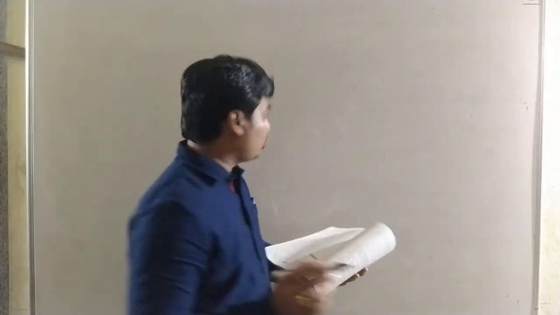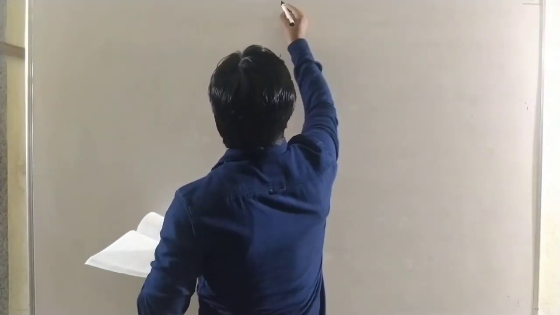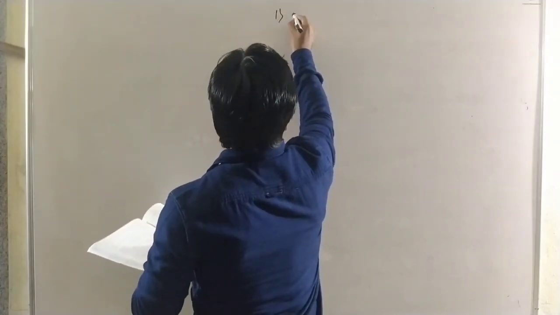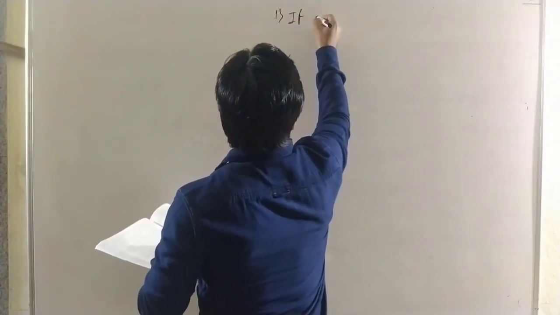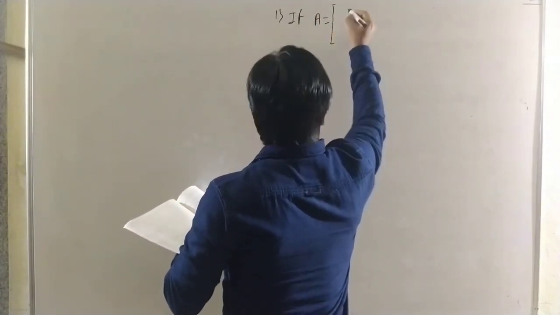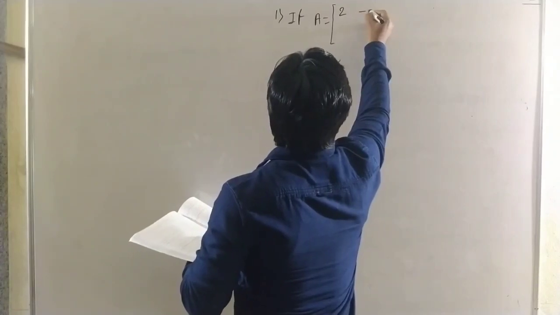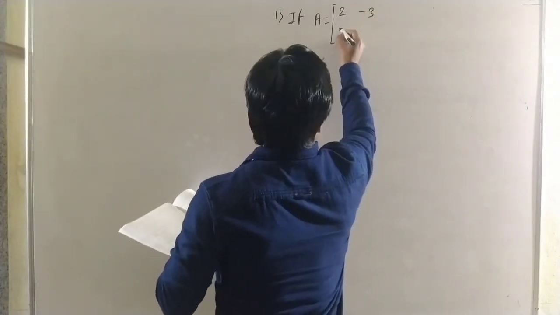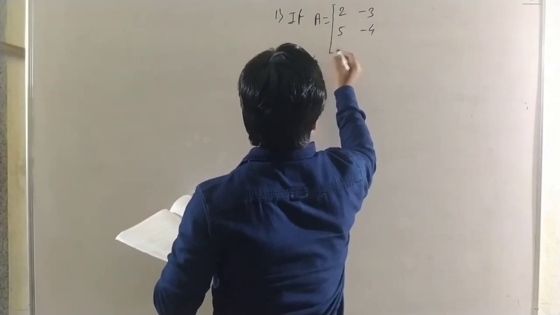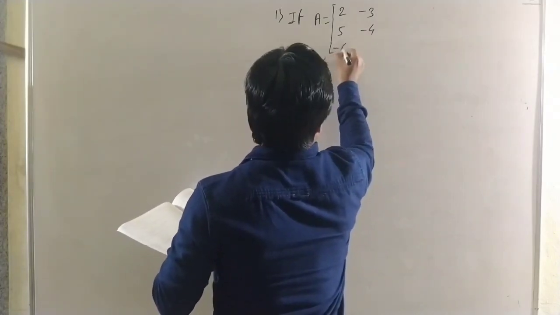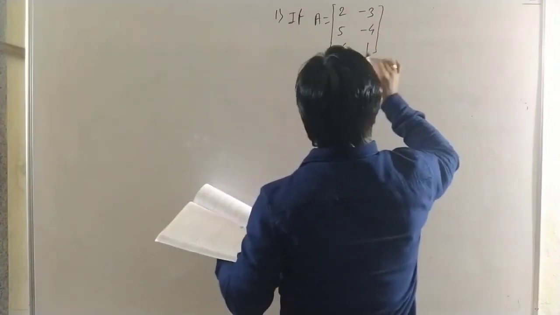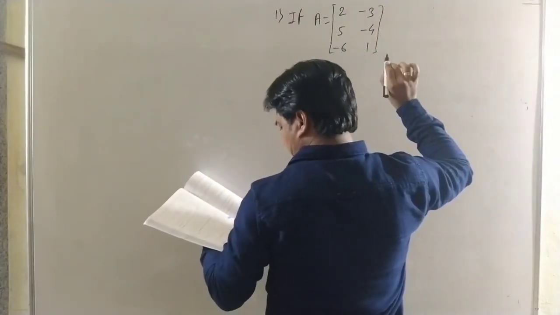Examples in exercise 4.5. The first example: the matrix A is 2 minus 3, 5 minus 4, minus 6 1. It is the matrix A.